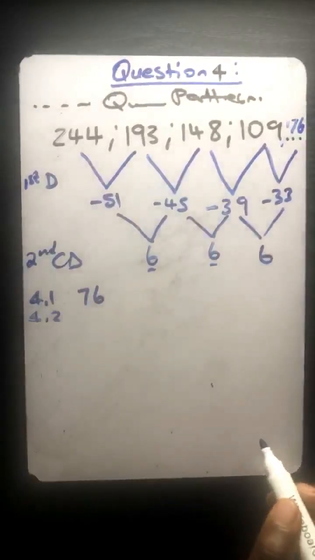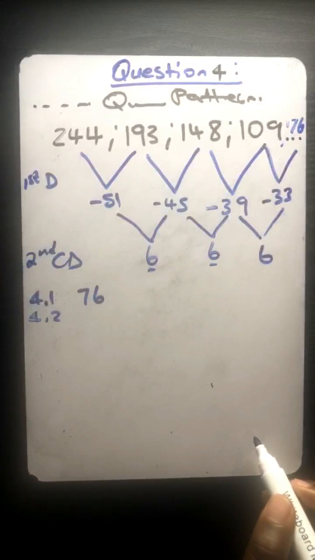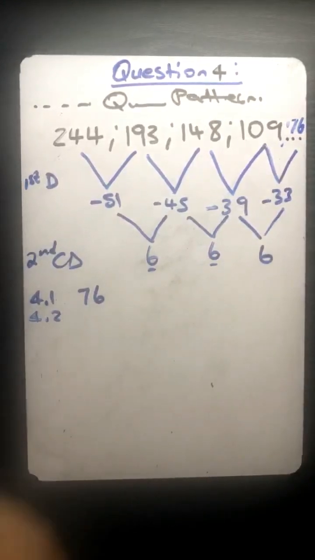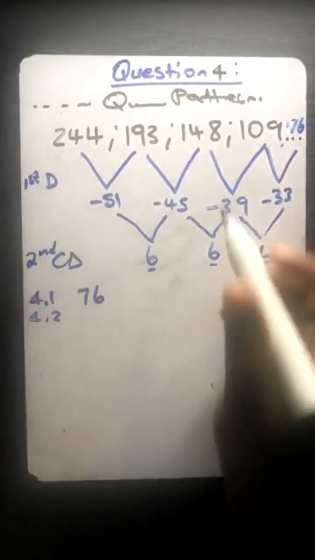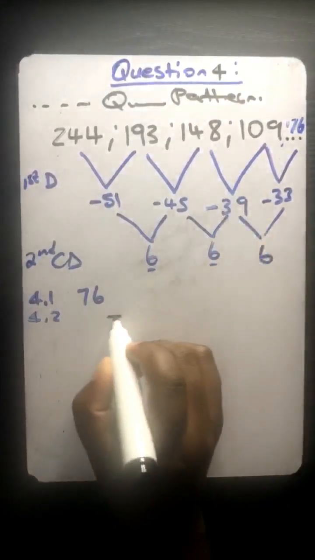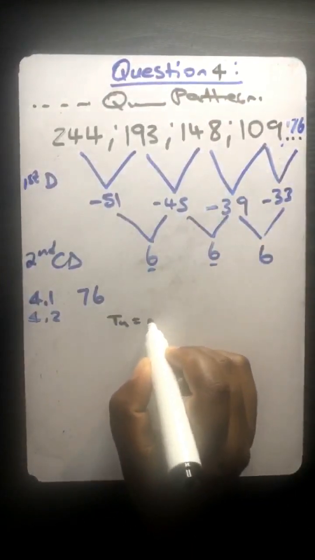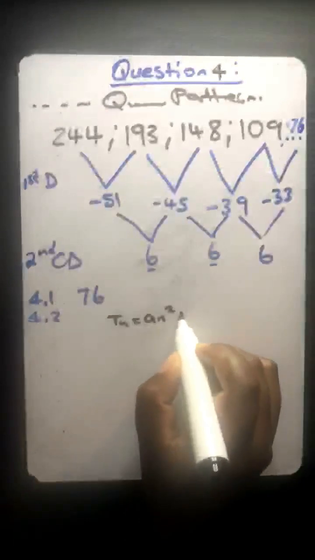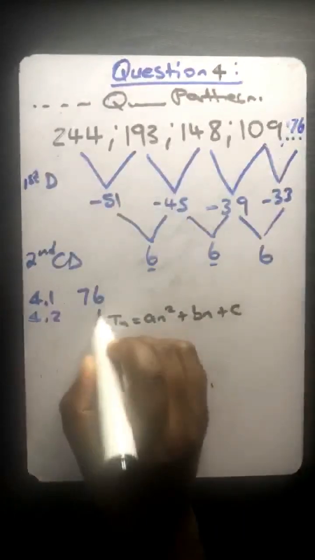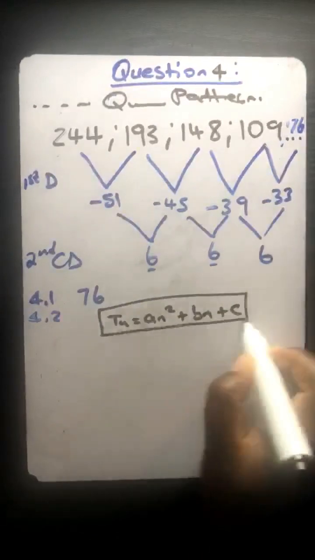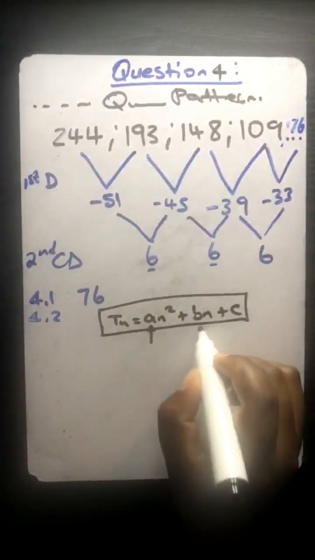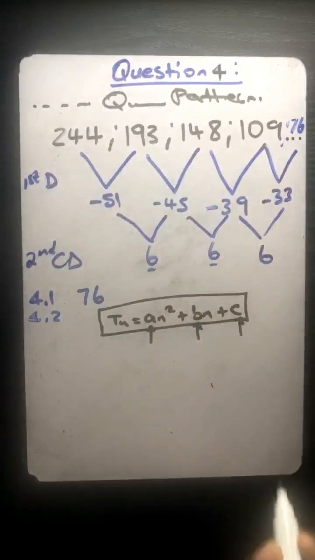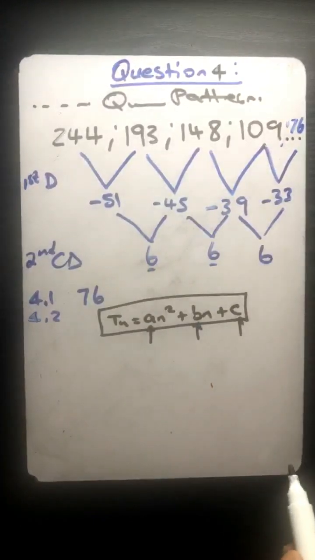4.2. Determine a formula for the nth term of the pattern. The formula for the nth term. How does it look? When it comes to a quadratic number pattern, the moment they say the nth term, they want you to rewrite it in this format. In short, they're saying, find the A value, the B value, and the C value.